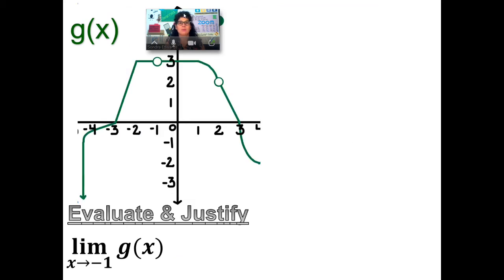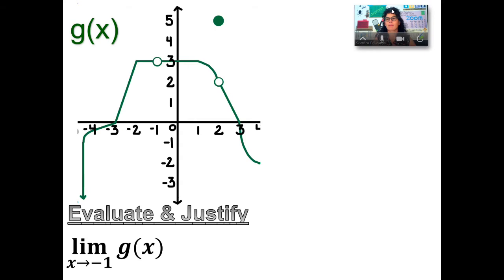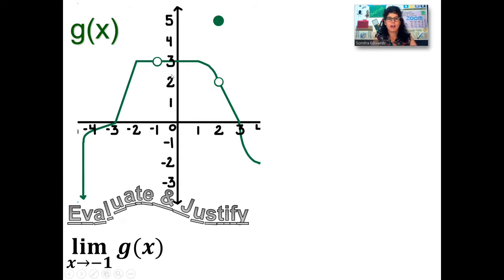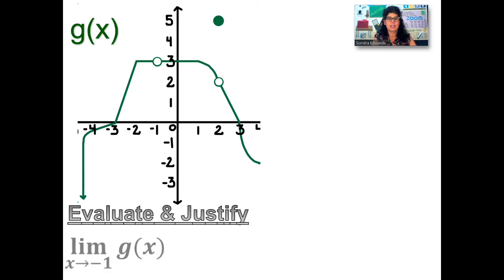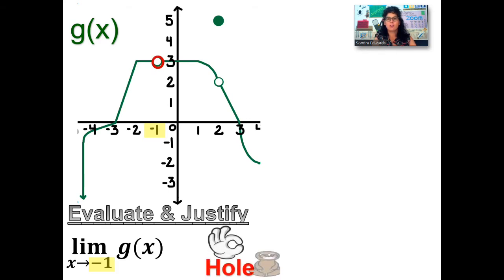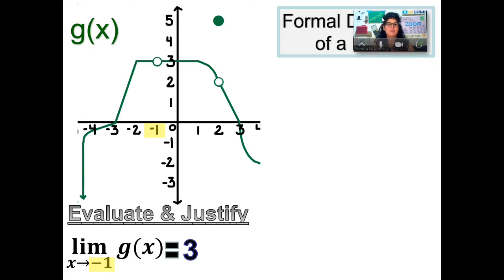All right, let's look at another one. Okay, we want to evaluate and justify the limit as x approaches negative 1. Now we look at negative 1, what's happening there, and there's a hole. And we know from the sloth that holes are okay. We are going to have an answer to the limit. But instead of just glancing and saying, oh, from the left and the right, we're heading to a height of 3, knowing that we are going to have an answer of 3, we need to actually justify. All right, so let's use that formal definition.